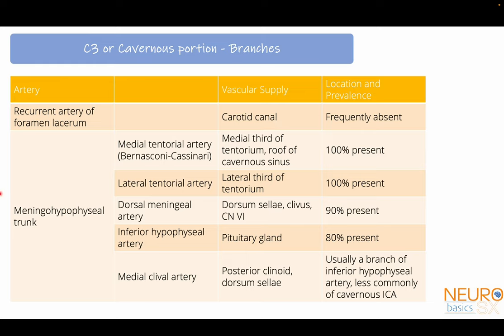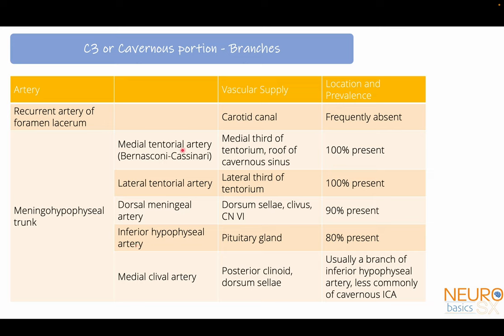An important branch which is always going to be present is the meningohypophyseal trunk. So the name tells us what it's going to supply. It supplies the meninges, and for that you have the medial tentorial artery, the lateral tentorial artery, and the dorsal meningeal artery. And it supplies the hypophysis through the inferior hypophysial artery.